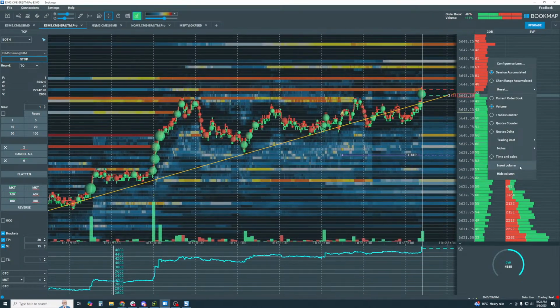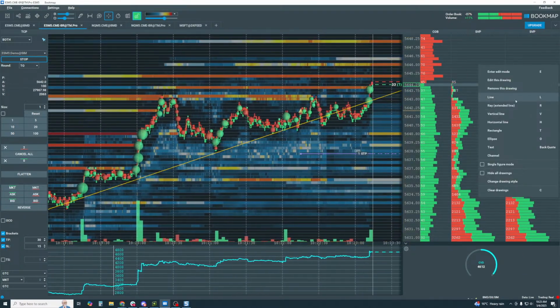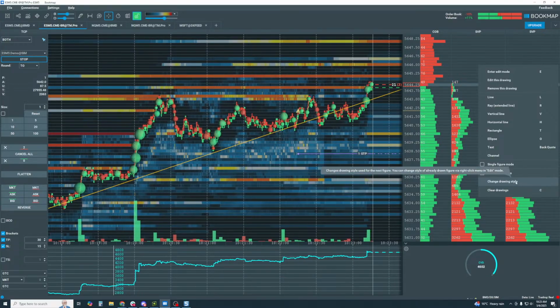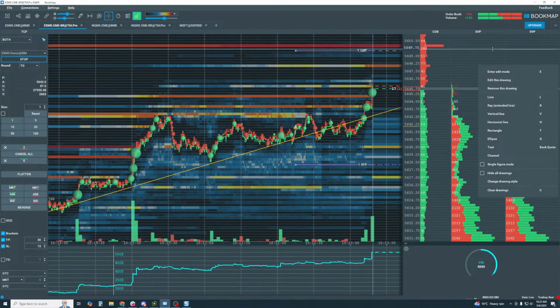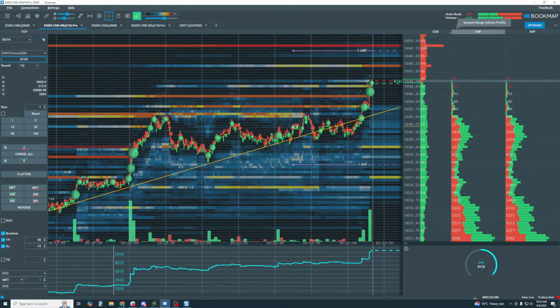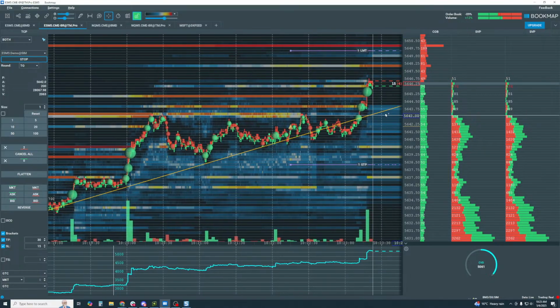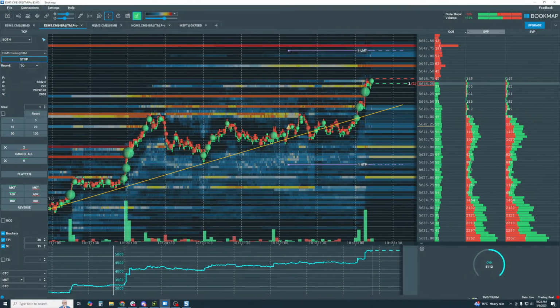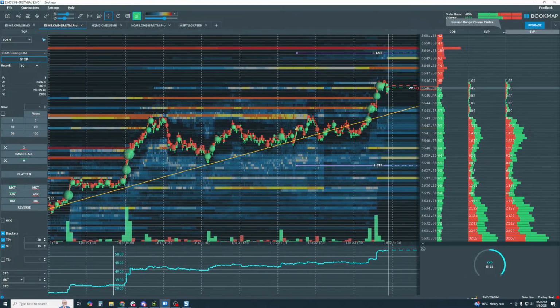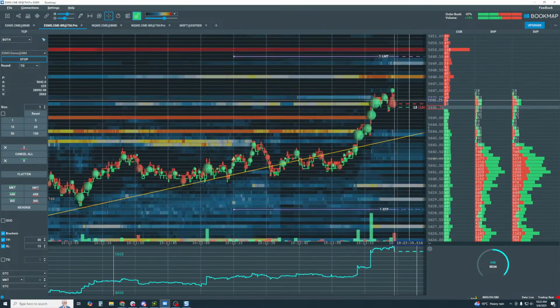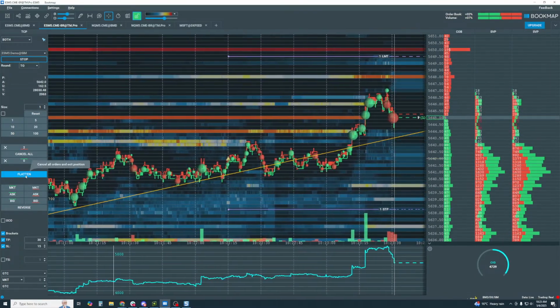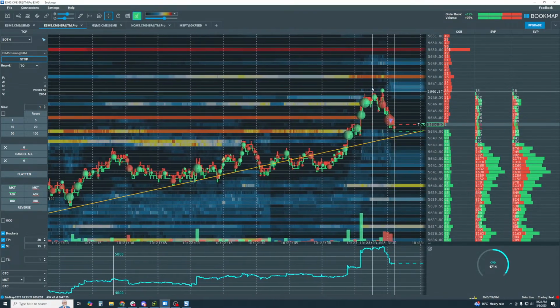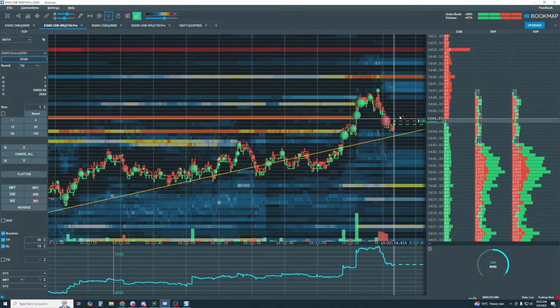Add a new column in here. Okay. All right. So yeah, we got quite a few buyers coming in. Continue this trend here. Now we just traded through a whole lot of liquidity. Okay. So we're going to take our profit again. All right. Now we can look for a pullback.